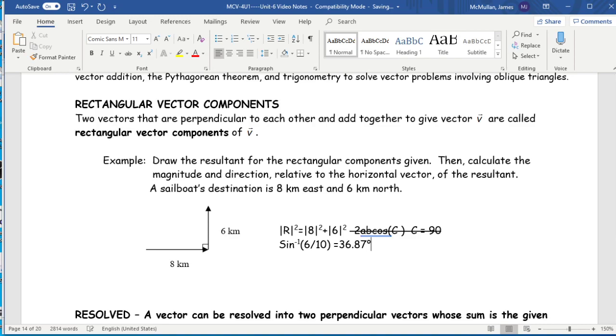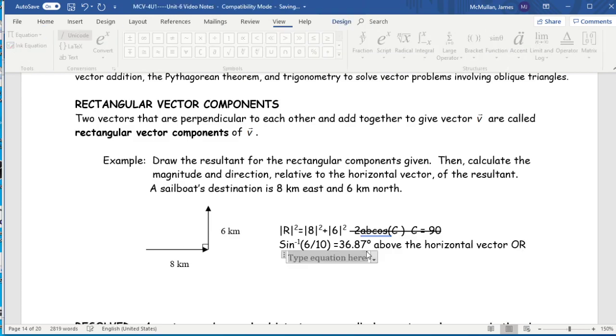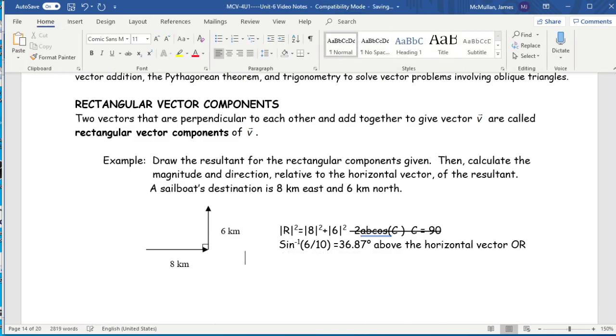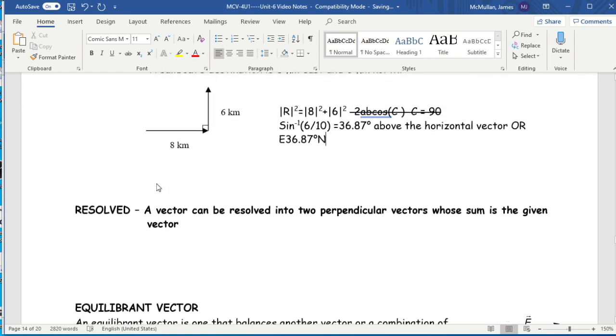So we would say 36.87 degrees above the horizontal vector, or since in this case it is east, we could just say east 36.87 degrees north, right? That would be a good way of giving that answer, because you start at east, we rotated 36.87 degrees towards north, and that's where we got the direction.